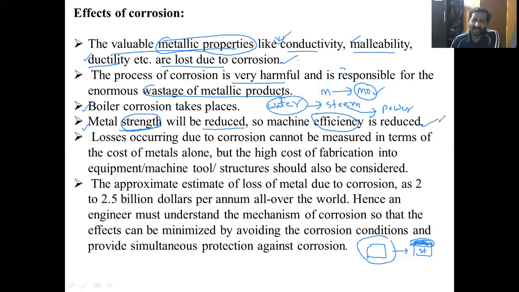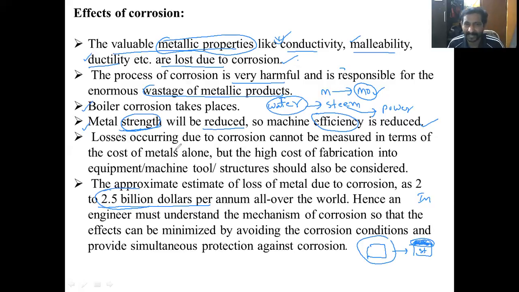Another point: this is a very expensive research area also. Worldwide, almost $2.5 billion per annum is spent on corrosion research, because most metals or alloys are used for industry construction. Without metals or alloys, constructing industries is very difficult. That's why this is a very expensive research area. Okay, these are the disadvantages.